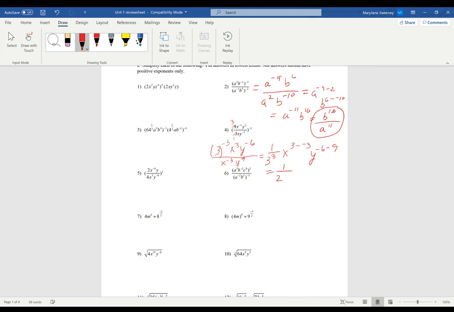So it's 1/27th, x to the 6th, which will go on top. And this is a y to the -15, which then I'll flip to the bottom and become y to the +15.